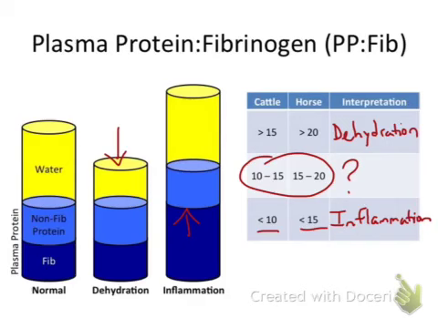Since the plasma protein to fibrinogen ratio is used to determine the cause of the hyperfibrinogenemia, you shouldn't use this ratio if hyperfibrinogenemia is not present.